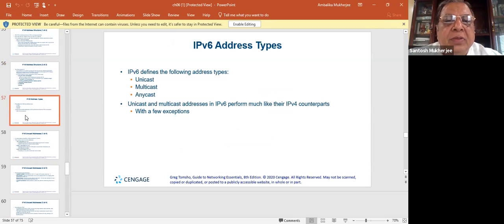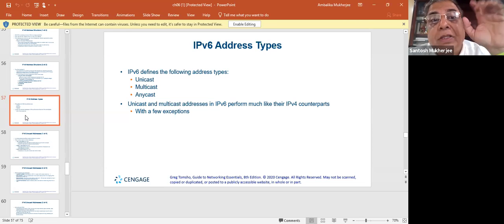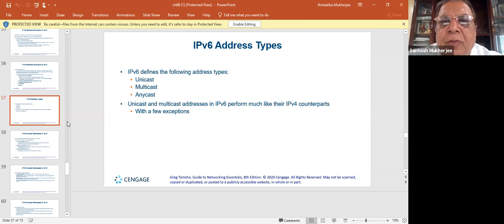IPv6 defines the following address types: unicast, multicast, anycast. Unicast and multicast addresses in IPv6 perform much like their IPv4 counterparts, with a few exceptions. So it has unicast, multicast, and anycast. What does it mean? Unicast means it goes from one to one. Multicast can go from one to multiple, that means it can broadcast. Anycast means it can go from the official to the private, private to the official. So any kind of network it can go.